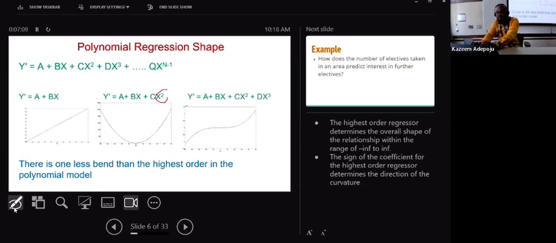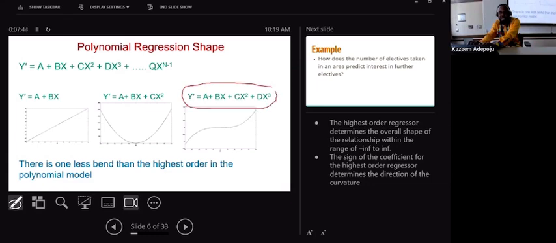But another thing I need to pay attention to: what about sign? The sign on C may be plus, may be negative. Now, I said the sign of the coefficient for the highest order regressor determines the direction of the curvature. Please pay attention. I said the sign of the coefficient for the highest order regressor determines the direction of the curvature. What is the highest order here?